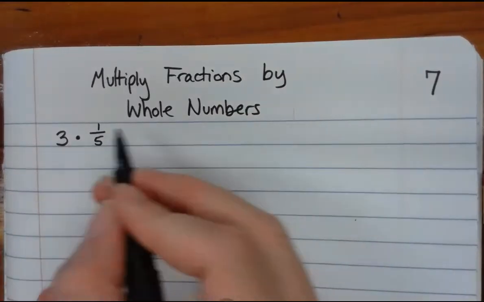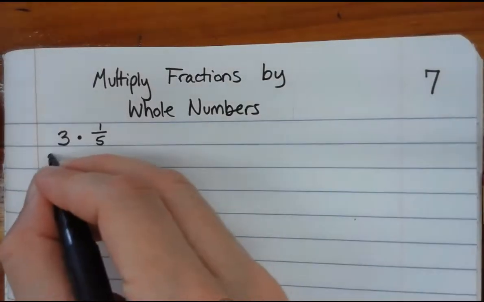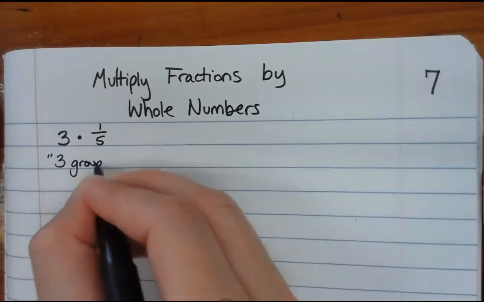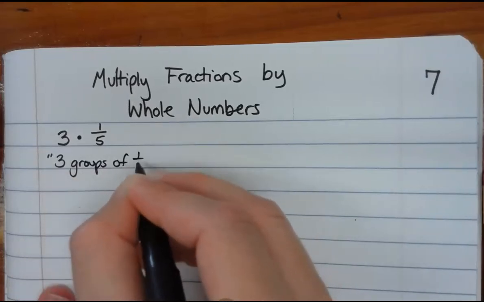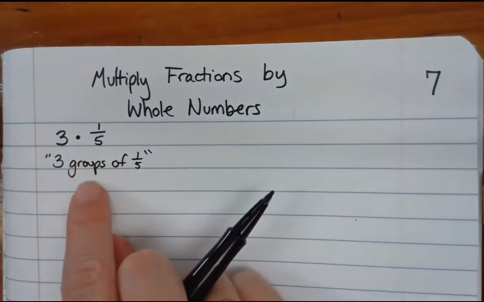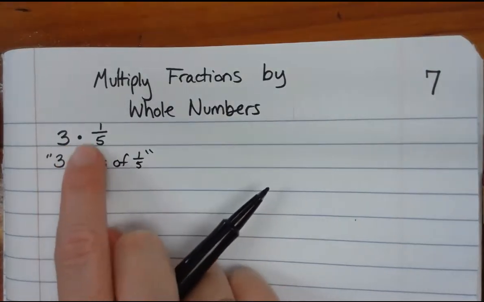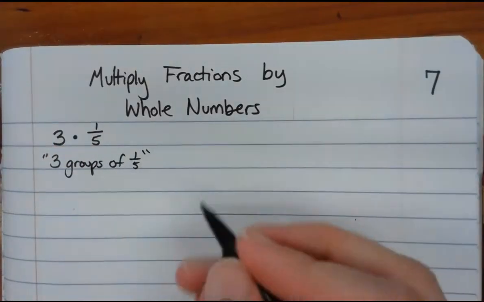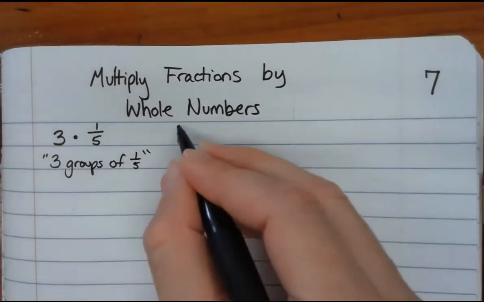And so one way I can think about this multiplication problem is like this. What this means is 3 groups of 1/5. So remember, multiplication means repeated addition over and over again. And so what this is saying is if you have 3 times 1/5, I want 1/5 3 times. And so one way we can do this is we can illustrate it with a picture.